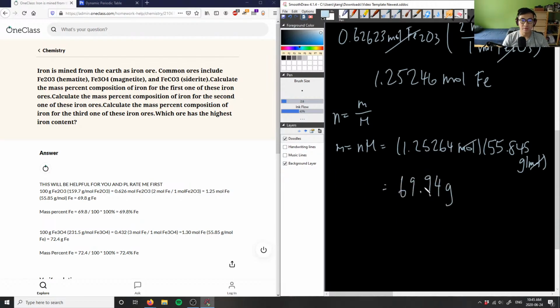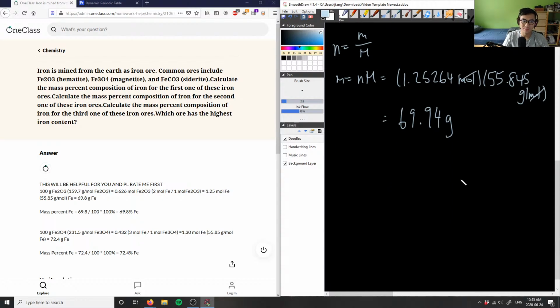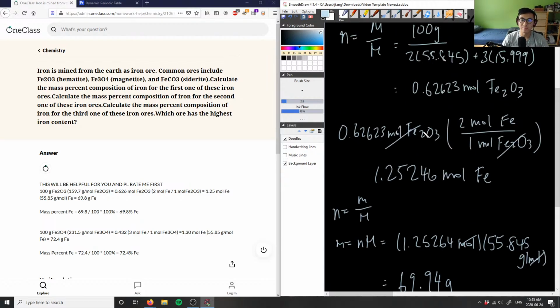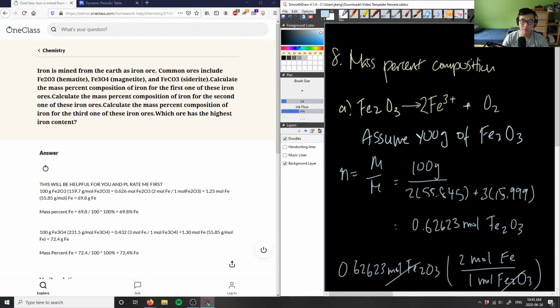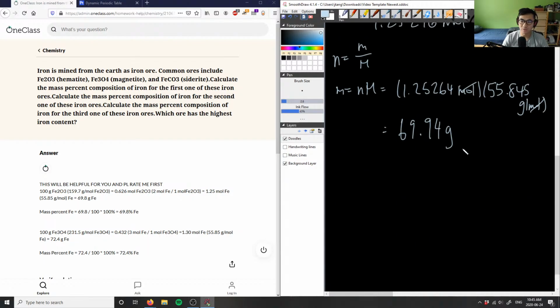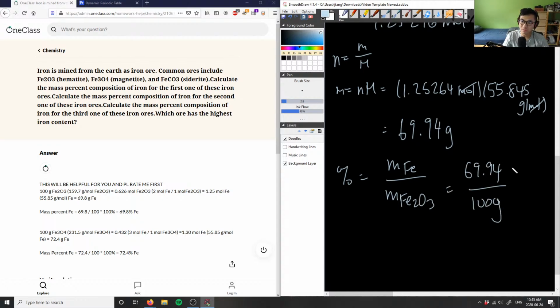And then what we can do here is we can simply now calculate the mass percent, right? So mass percentage of iron is simply just the mass of this divided by the mass of 100 grams here. So we have 100 grams of Fe2O3. So we can say mass percentage is equal to mass of Fe divided by the mass of Fe2O3. So 69.94 divided by 100 grams. This is going to be equal to 69.94%. And this is our percentage for our first composition.